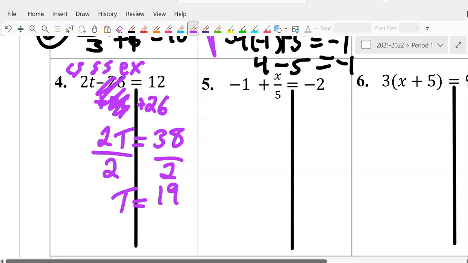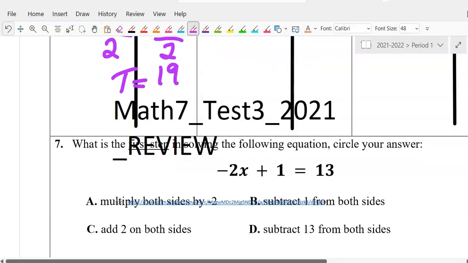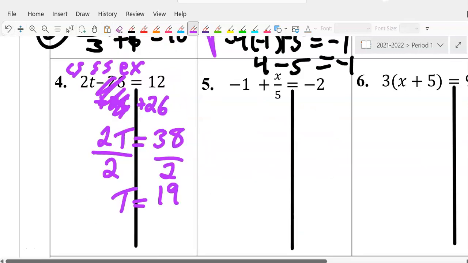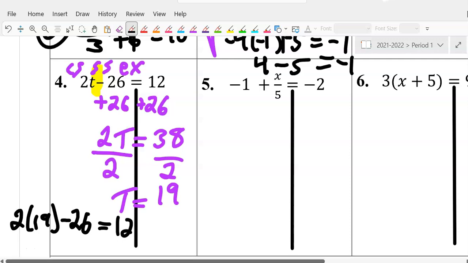Good. Positive 19. Are we done? Yeah, but we have to check our answer. Okay, so let's check our answer. Do you know how? You put positive 19 instead of the t. Let's do it. 2 times 19 minus 26. That should equal 12. Well, what's 2 times 19? 38. 38 minus 26. Does that equal 12?